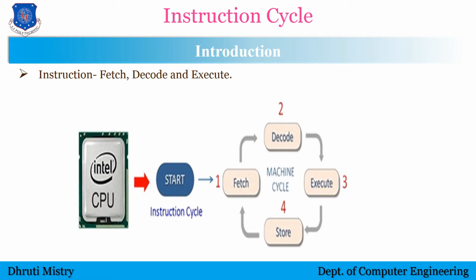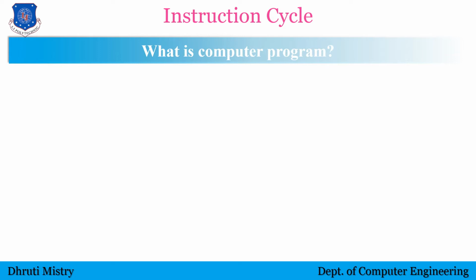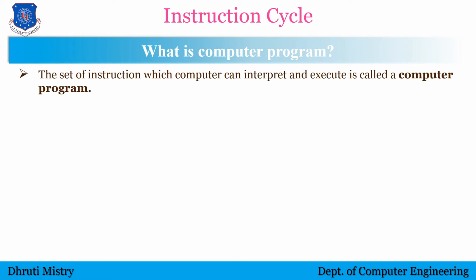In order to understand the instruction cycle, it is important to first understand some related topics before we start the discussion on the concept of instruction cycle. So let's first start with some basic fundamental concepts necessary to understand how the machine cycle or instruction cycle works. The computer system needs a set of instructions which directs the computer to perform the desired operations. This set of instructions which the computer can interpret and execute is called a computer program.